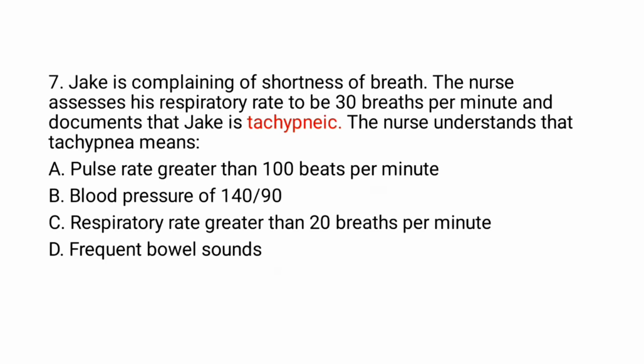Okay? Number 7. Jake is complaining of shortness of breath. The nurse assesses his respiratory rate to be 30 breaths per minute and documents that Jake is tachypneic. The nurse understands tachypnea means. Our answer here is letter C, respiratory rate greater than 20 breaths per minute. A respiratory rate of greater than 20 breaths per minute is tachypnea.